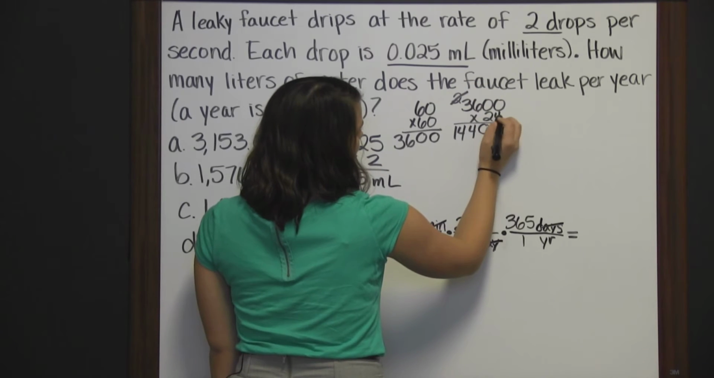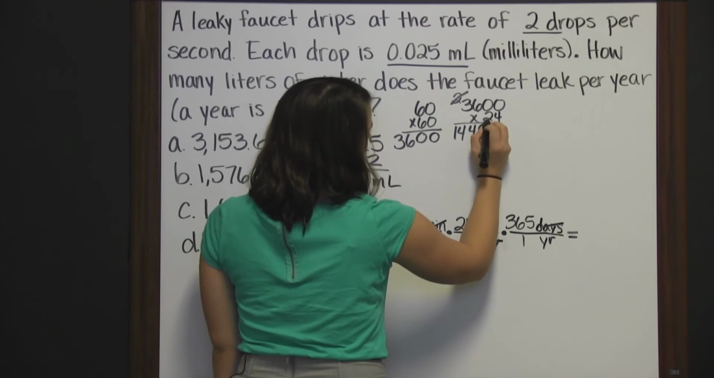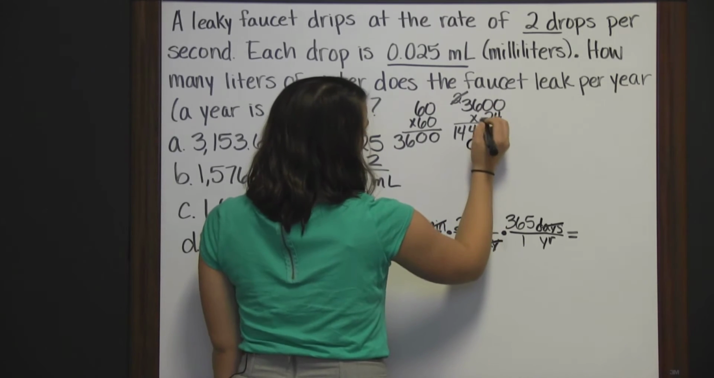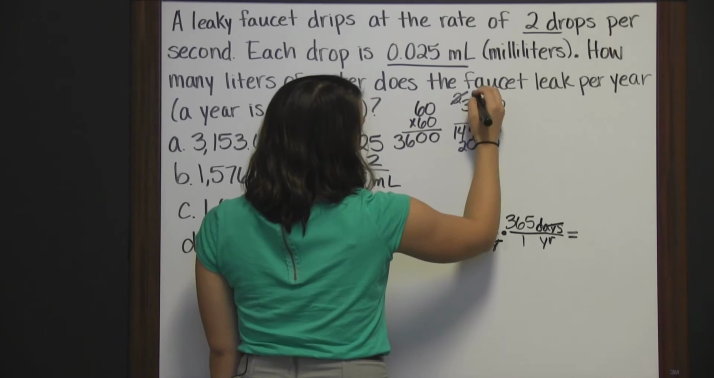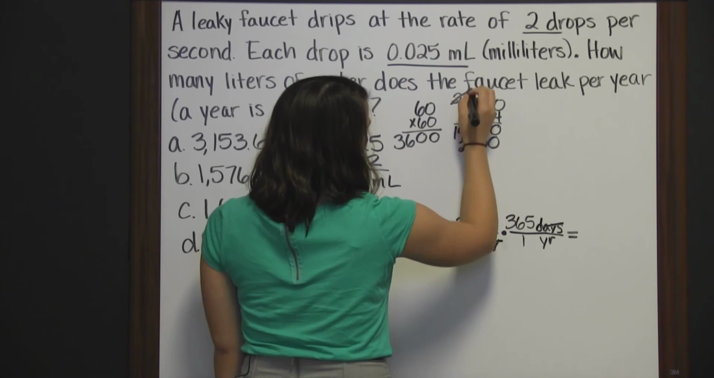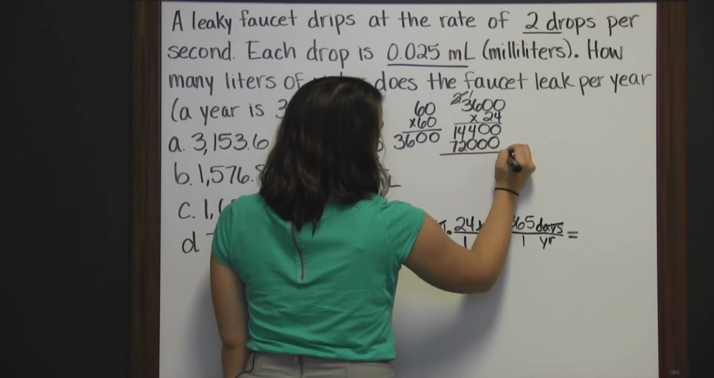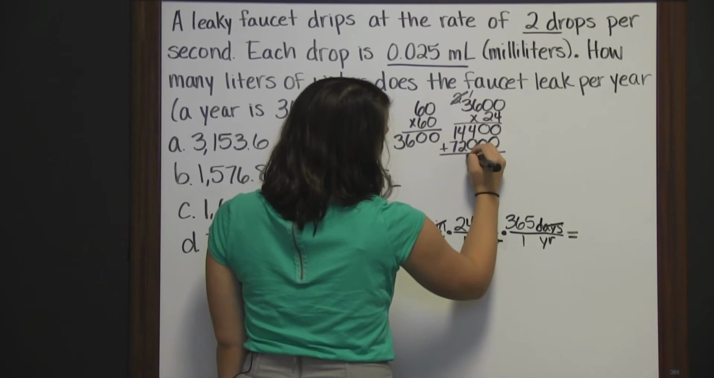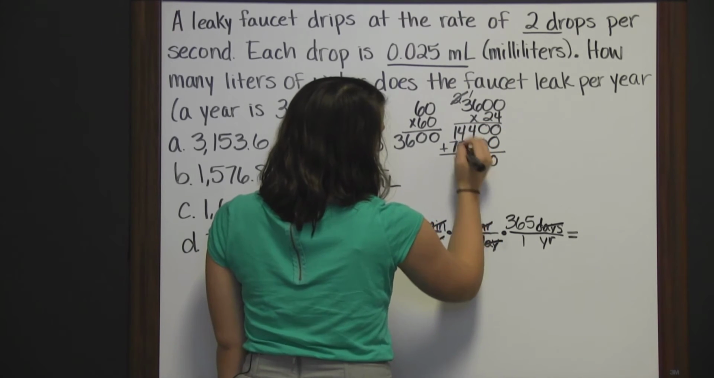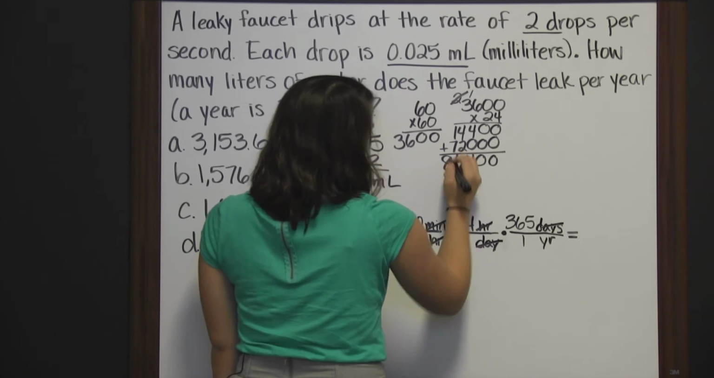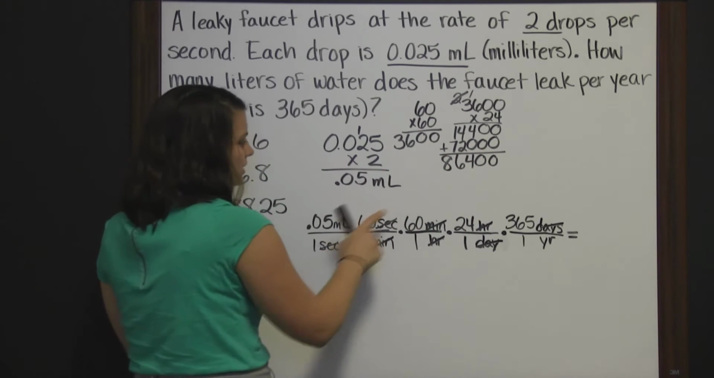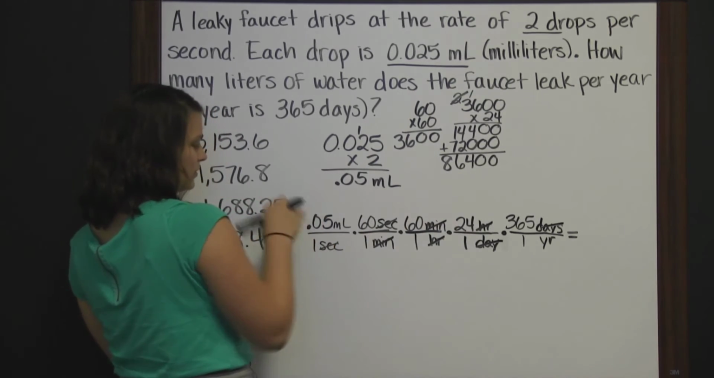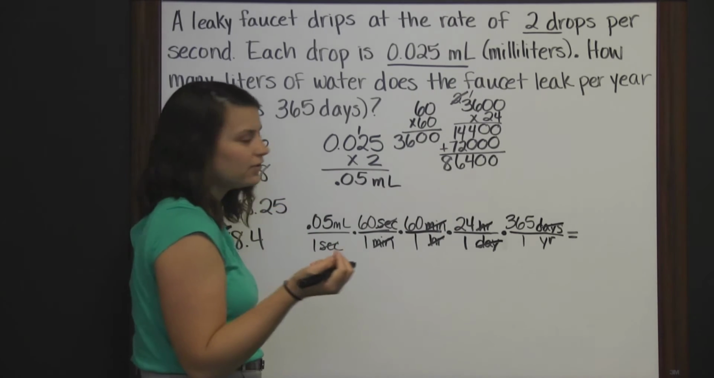Put a 0 placeholder for the 4 and move on to the 2. 2 times 0 is 0, 2 times 0 is 0, 2 times 6 is 12, carry the 1, and 2 times 3 is 6, plus 1 is 7. Add up your zeros. 4 plus 0 is 4, 4 plus 2 is 6, 1 plus 7 is 8. Okay, so far I've multiplied 60 times 24. We can go ahead and take this number and multiply it times our 50 thousandths.